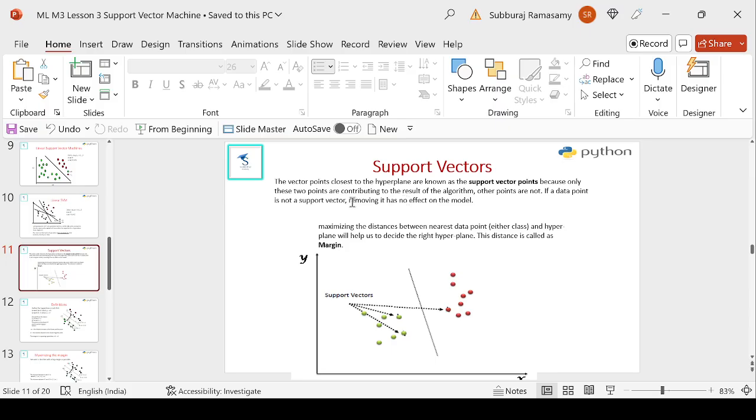If a data point is not a support vector, removing it has no effect on the model. Our goal is to maximize the distance between the nearest data point of either class and the hyperplane, which will help us to decide the right hyperplane. This distance is called the margin. See, so this is the margin. Our aim is to maximize the margin. Of course, you can't make it too large either.